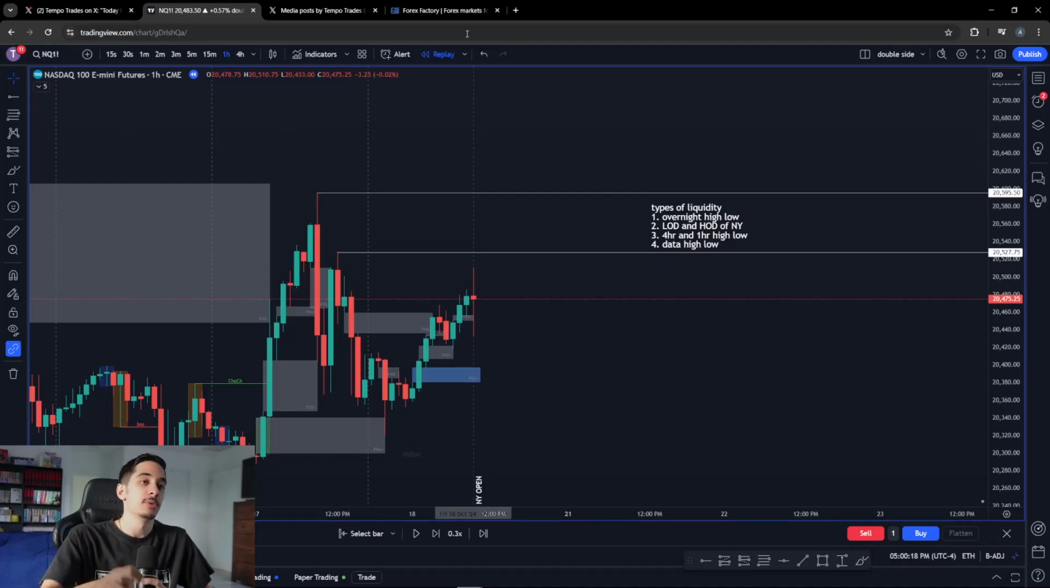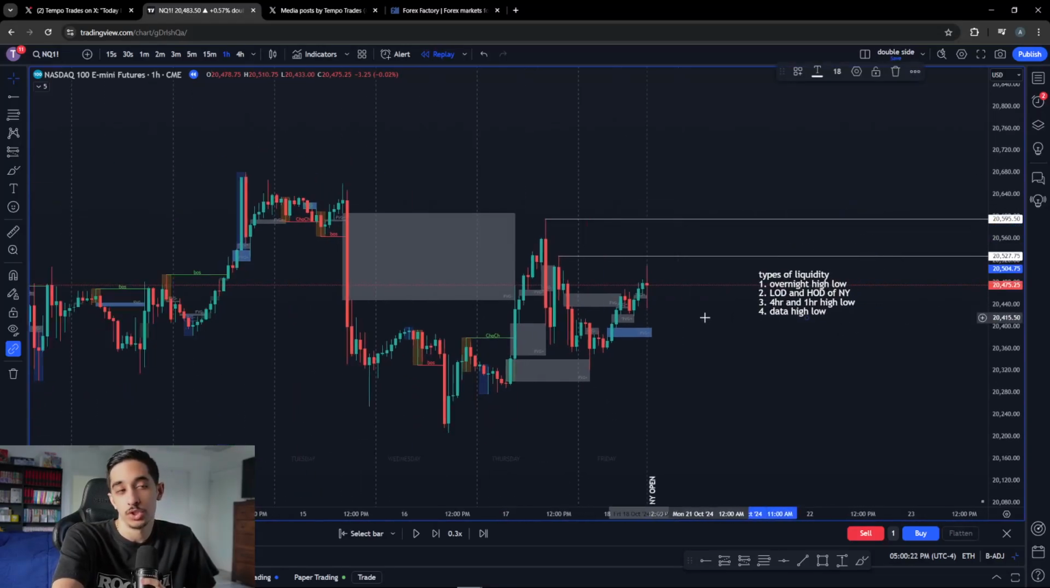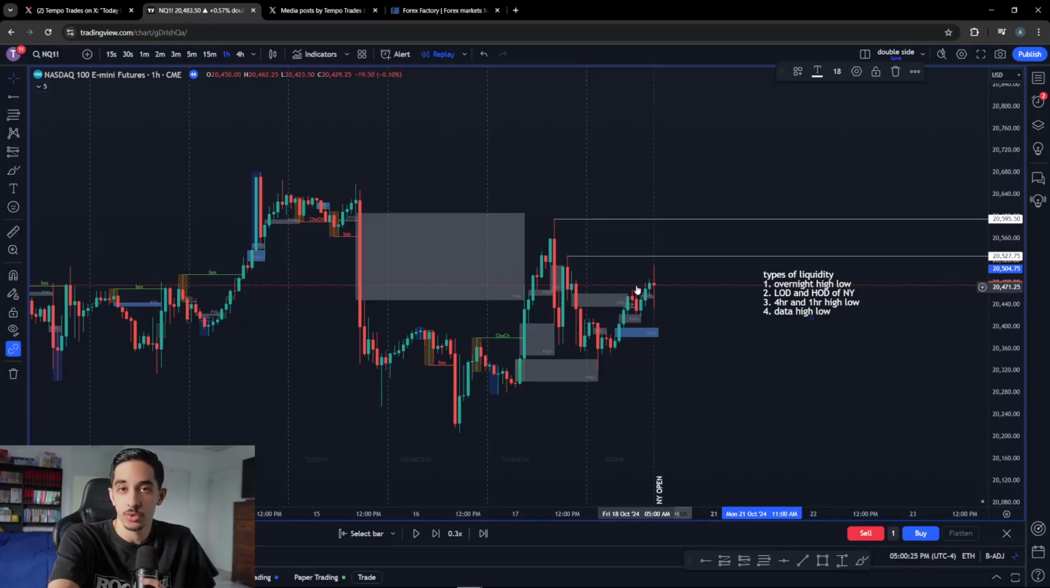So that's pretty much it, guys. Again, liquidity is by far the most important thing when trading ICT and when trading this model. So please make sure you understand it, and just send me a message if you have any questions.